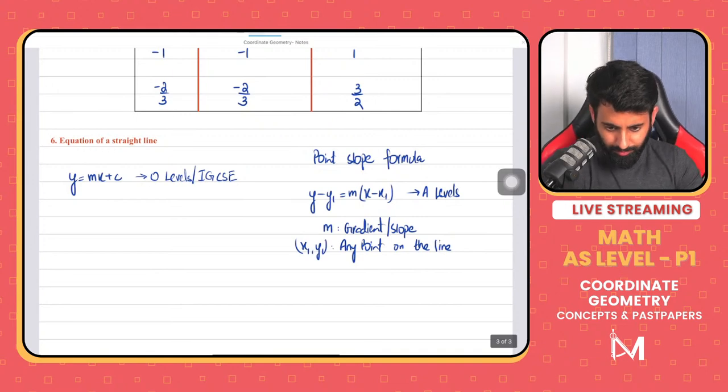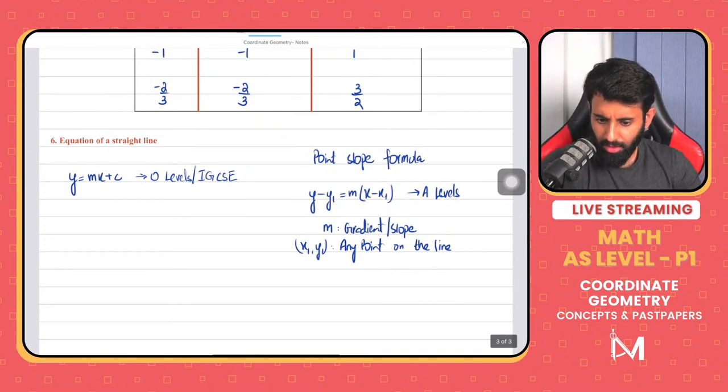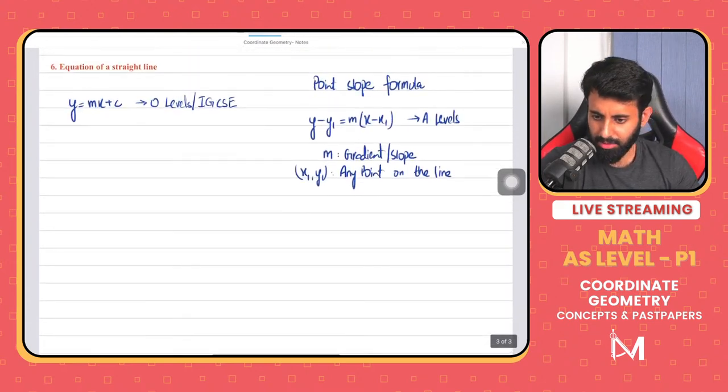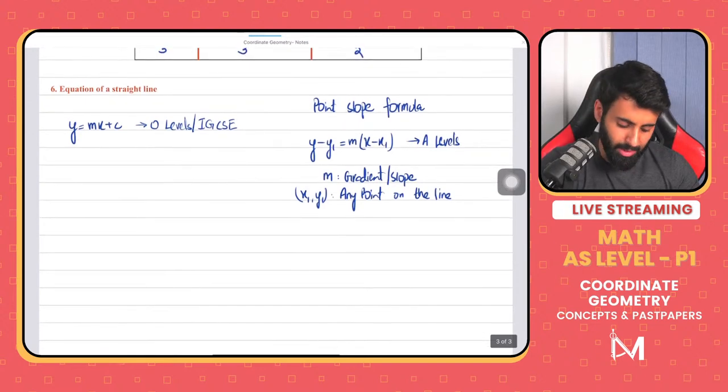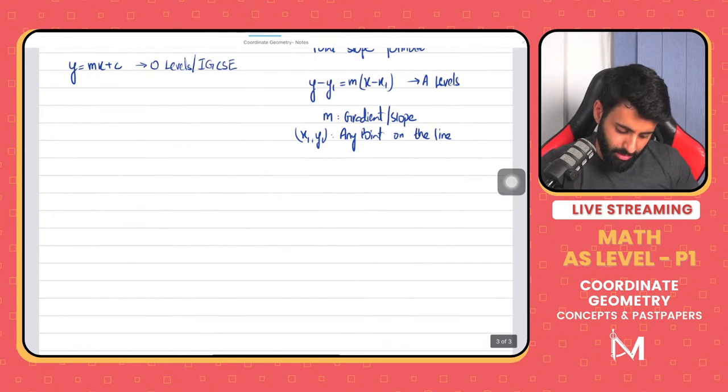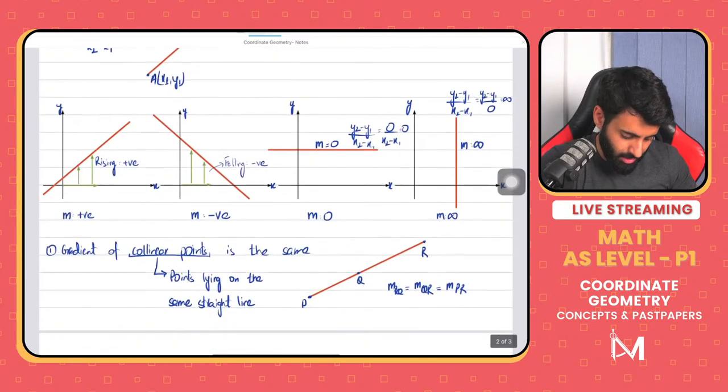So how do we use this? Let's just do an example so that you guys know exactly how it works. Let's say that you have the following. And by the way, wait a minute. Before we do an example, let's go back to this.